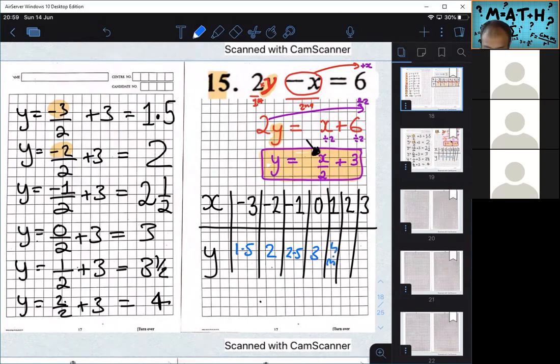And when it's 2, it's 4. Write that the normal way, and the next one most likely is going to be 4.5. Okay, now we need to plot that on the graph. I don't know whether you can plot it on the same graph. So this is 2y minus x is equal to 6.